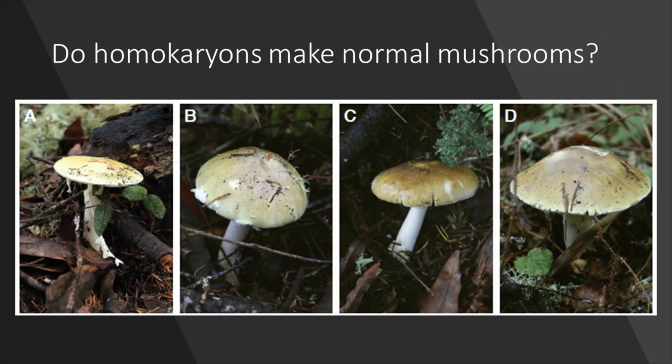Do they make normal mushrooms? Yes. Two of these are heterokaryotic. Two of these are homokaryotic. You can't pick them out. You know, we didn't in the field, right? This is a random discovery. We did not set out to discover unisexuality. There's nothing unusual. What about the spore numbers?